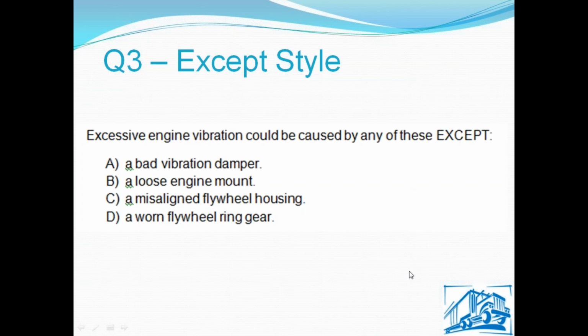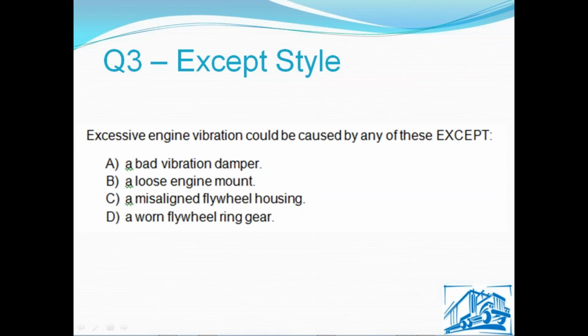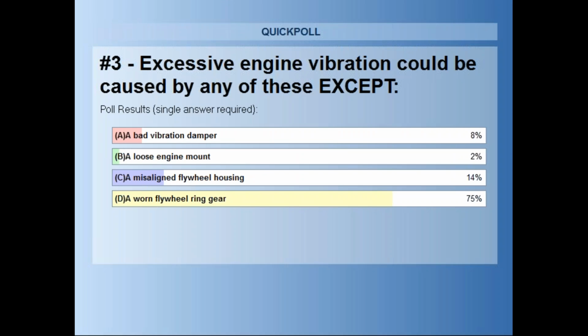So we're going to go ahead now and launch that question live and see where you all fall in with it. Okay, halfway there, folks. Keep the votes coming. All right, real good. I'll go ahead and close that out, and let's take a look here. Three quarters of you went for option D, the worn flywheel ring gear.